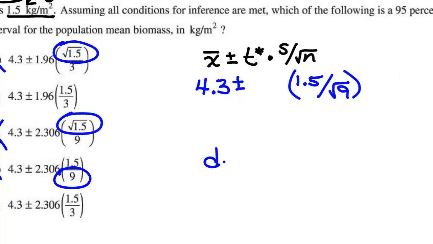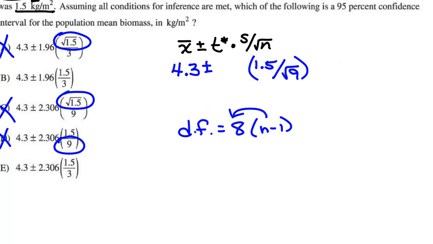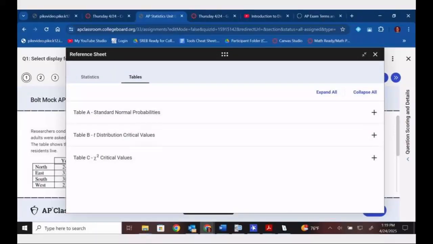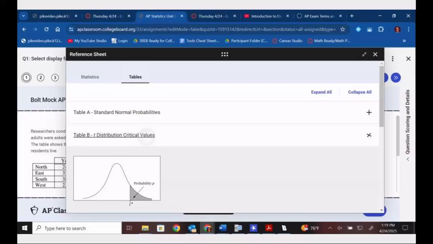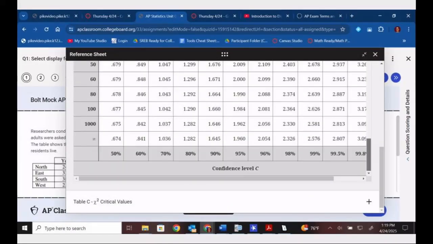How many degrees of freedom do we have here? 8 degrees of freedom, n minus 1. And we want it for 95% confidence. So we have to go back to the reference sheet now. Back up to the top. I'm going to switch over to tables. We want our T distribution. Remember, you can go to this table right here to find your Z star and your T star. Z star would be found all the way down here with infinite degrees of freedom. Infinite degrees of freedom is the same as our Z stars. We want 95% confidence with 8 degrees of freedom.